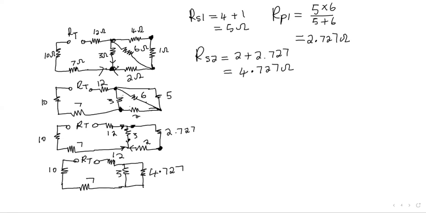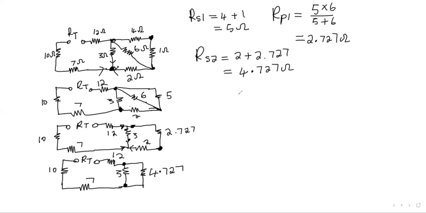So now look what's happening. I have a 3 ohm in parallel with 4.727 ohm. Someone will say, no, there's a junction there. Now there is no junction. If I adjust the wires, you will see there's no junction. It might look like a junction, but it's not a junction.